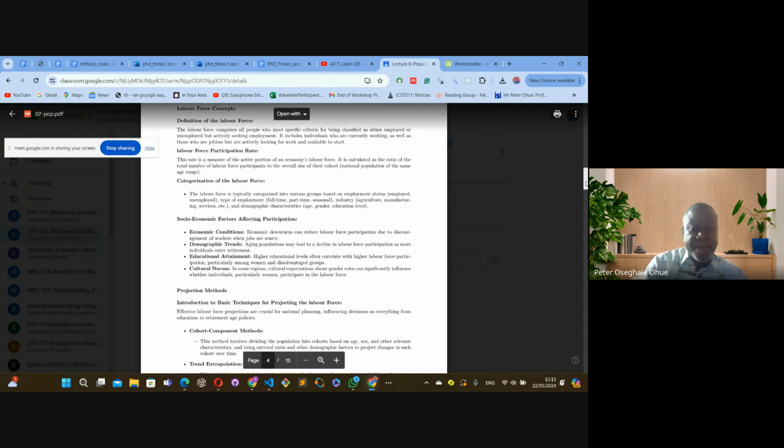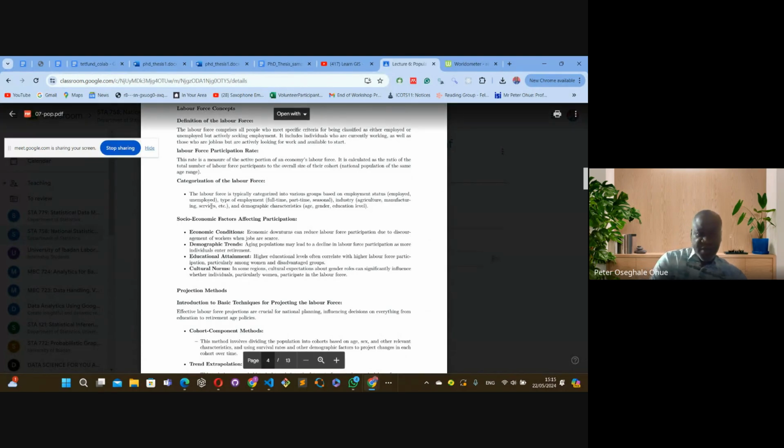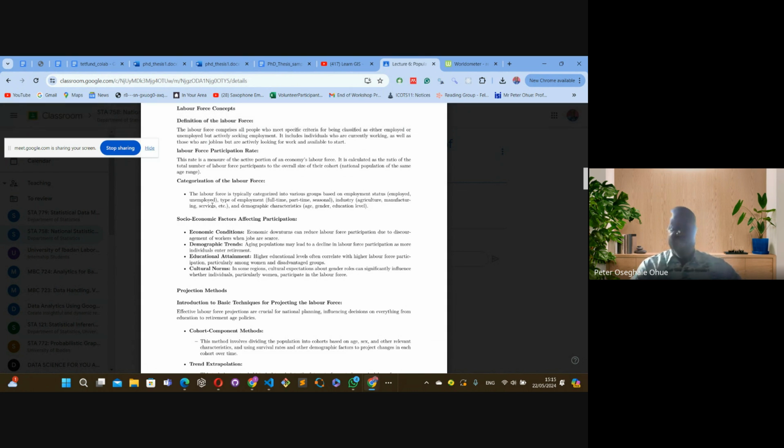So he says here, categorization of labor force. He says the labor force is typically categorized into various groups based on employment status. One, employed and unemployed. Another way that you can classify them is type of employment: full employment, part-time employment, or seasonal employment. Another way to categorize is the different industries that they are found in, or maybe their demographic characteristics. So these are ways of categorizing the labor force.